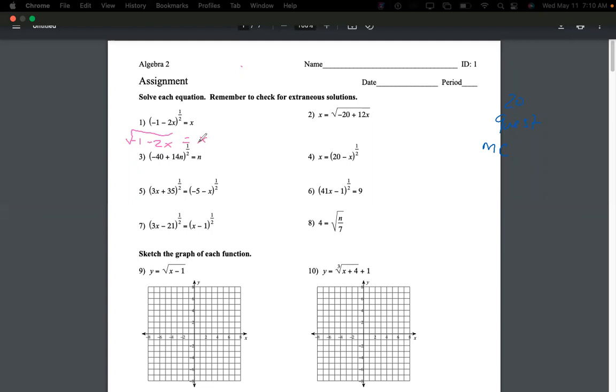Now I want to isolate the radical first, which we've already done. And then we want to get rid of that radical. So how do I get rid of this radical? I'm going to square both sides, right? So when I do that, I'm going to get -1 minus 2x equals x squared.